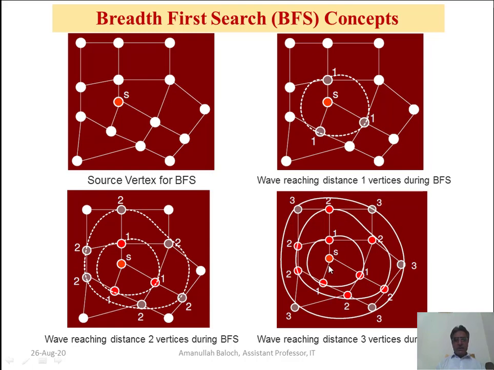So it expands from the source node breadth wise. Here this is the source node, this is the first breadth, and from this to this is the second breadth, and from this to this, and from this to this last circle, this is the third breadth.